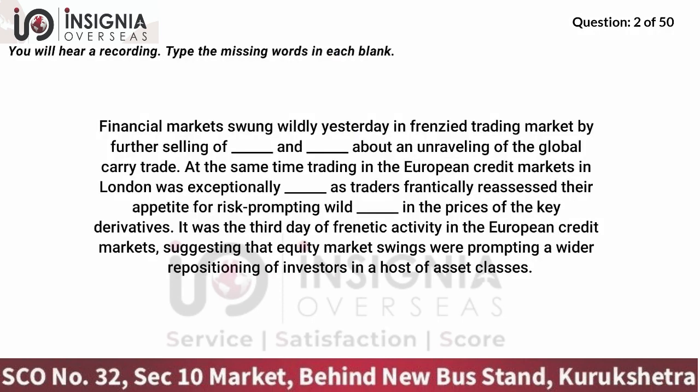Financial markets swung wildly yesterday in frenzied trading marked by further selling of equities and fears about an unraveling of the global carry trade. At the same time, trading in the European credit markets in London was exceptionally heavy as traders frantically reassessed their appetite for risk, prompting wild swings in the prices of the key derivatives. It was the third day of frenetic activity in the European credit markets, suggesting that equity market swings were prompting a wider repositioning of investors in a host of asset classes.